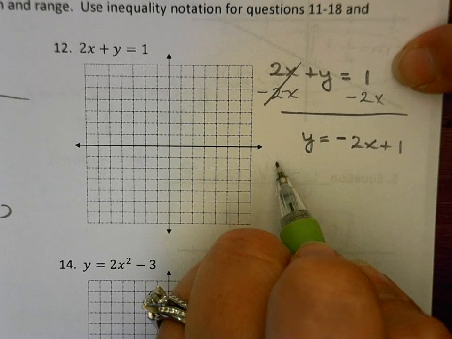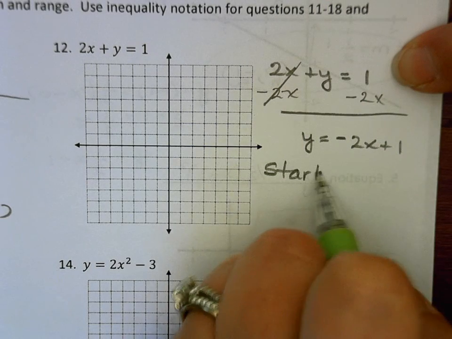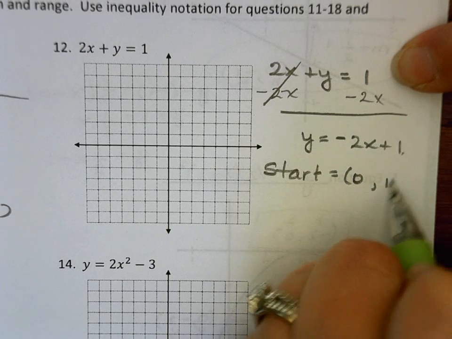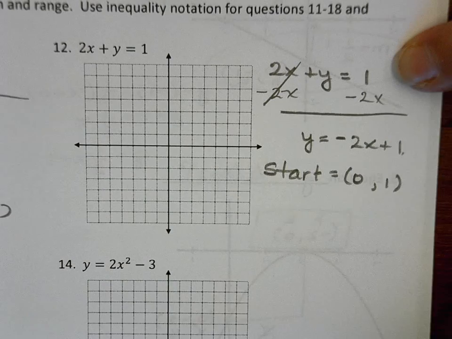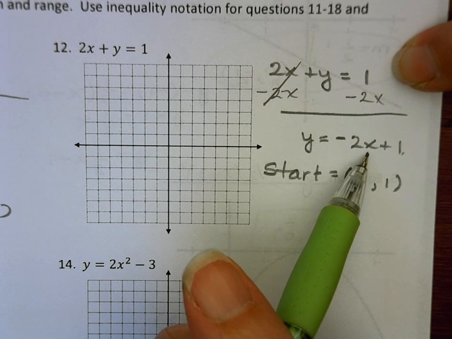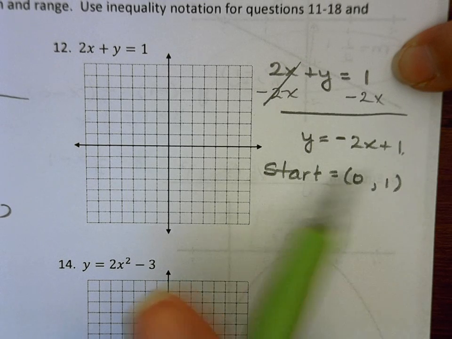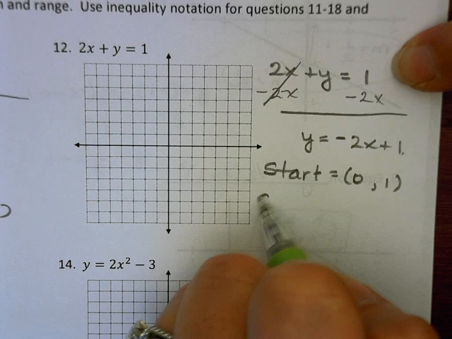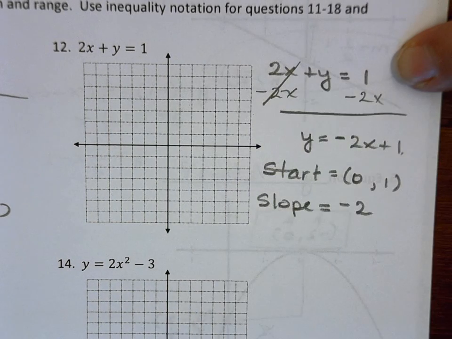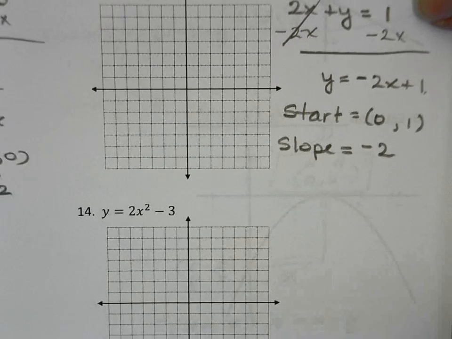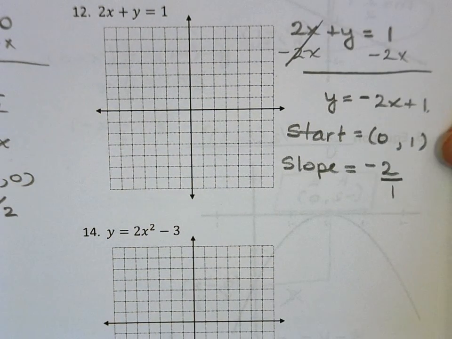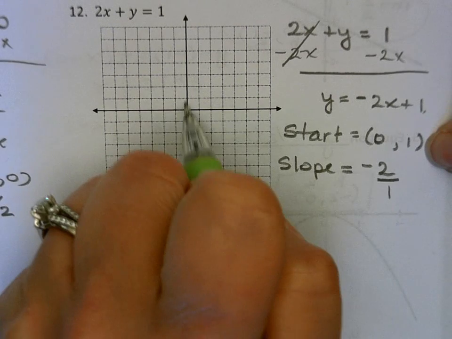So my start is 0, 1. 0 because nothing is grouped with the x, like in parentheses. And then 1 for the adjustment on y. And then my slope is the number multiplying x, so that would be negative 2 or negative 2 over 1. So start point is 0, 1 over 0 up 1.